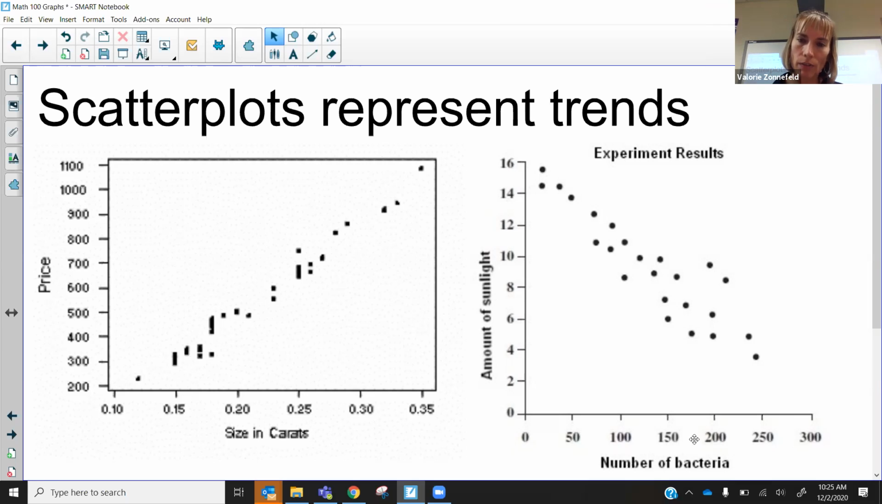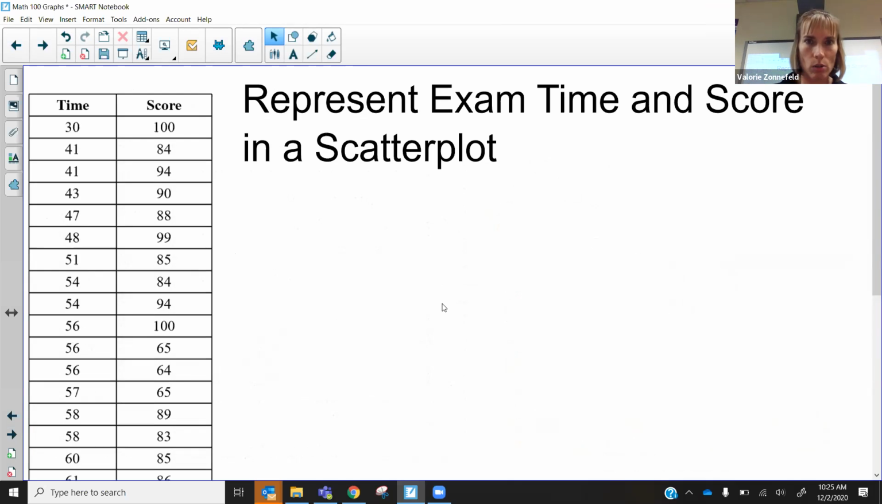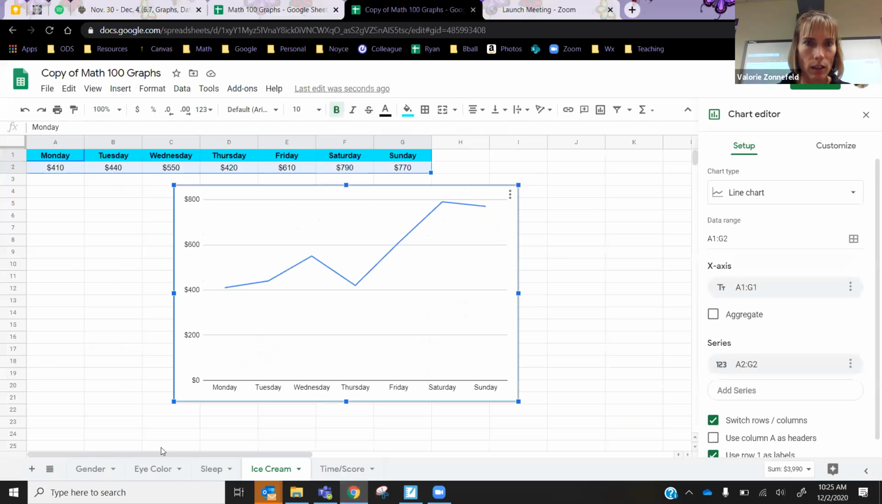Over here, we have the number of bacteria and the amount of sunlight. So as the amount of bacteria increases, we can see that relationship. The amount of sunlight seems to also decrease. So we can get an idea of how things are related to each other. So let's now go to our Google Sheet. And I've got this information here. Let me pull it up.